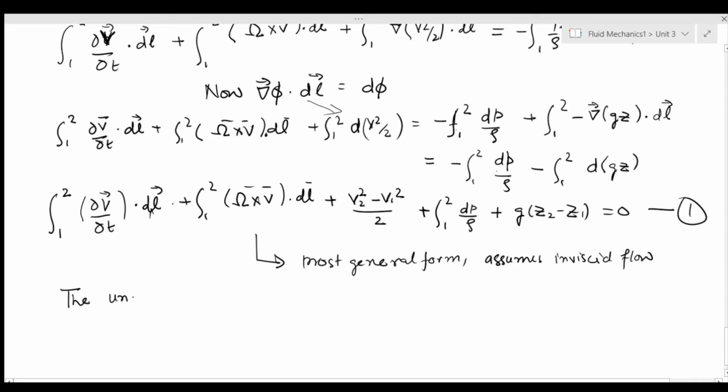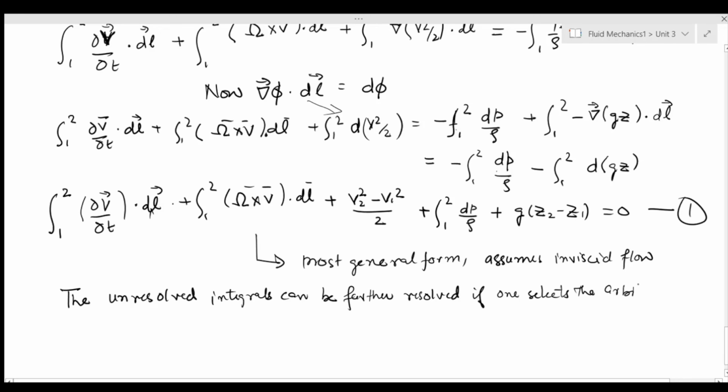So the unresolved integrals can be further modified if one selects the arbitrary curve to be one of the streamlines of the flow.